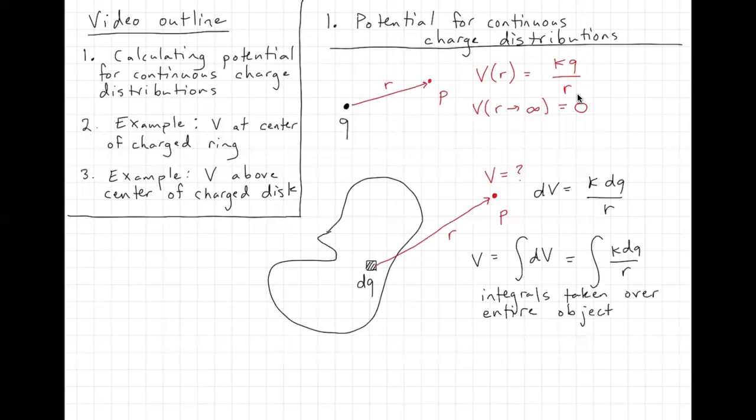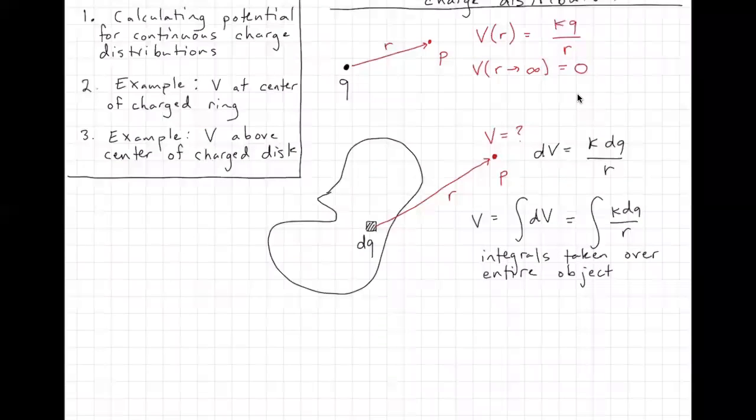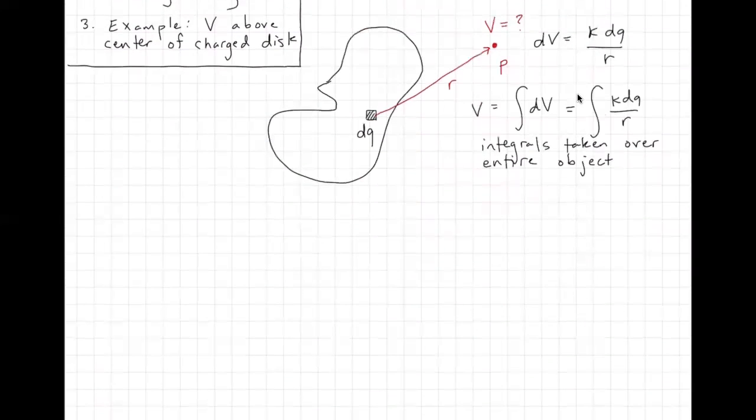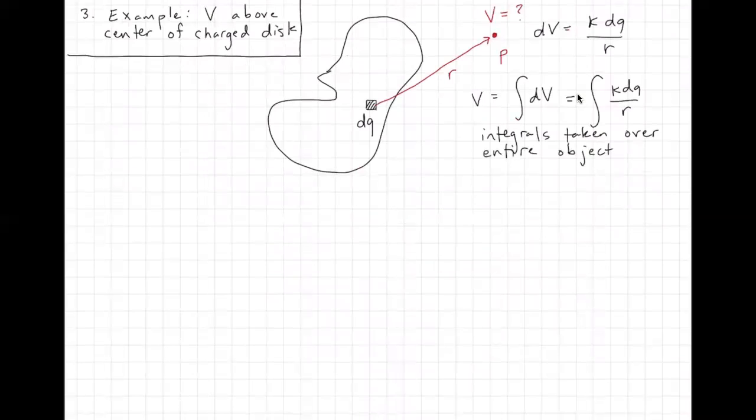So let's do our first example. That's going to be finding the potential at the center of a charged ring. So let me scroll down here, and I'll leave this up. So here's example 2: potential at center of a charged ring.